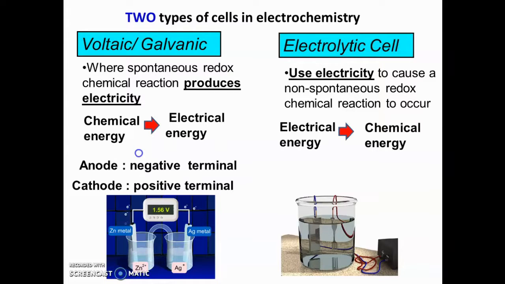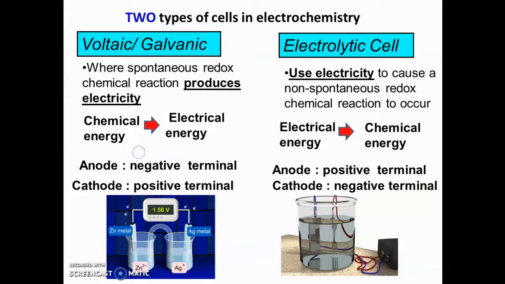For the sign of the terminal, the anode is the oxidation reaction with the negative terminal, and the cathode is a reduction process with the positive terminal. For the electrolytic cell, the anode and cathode undergo the same process but with a different sign of terminal.